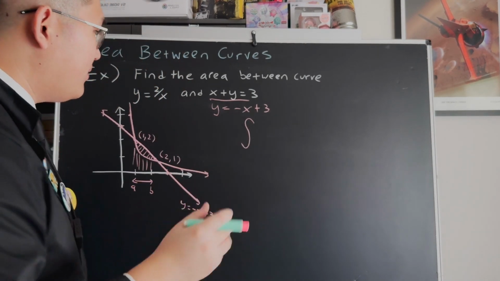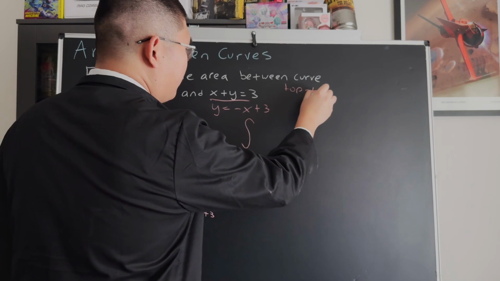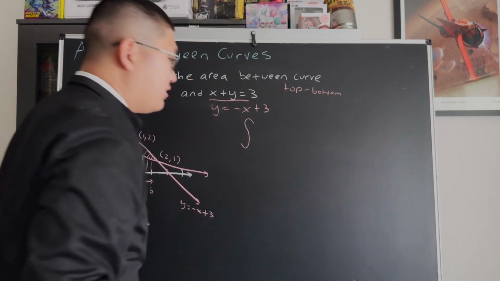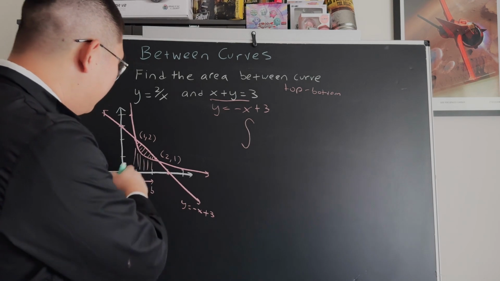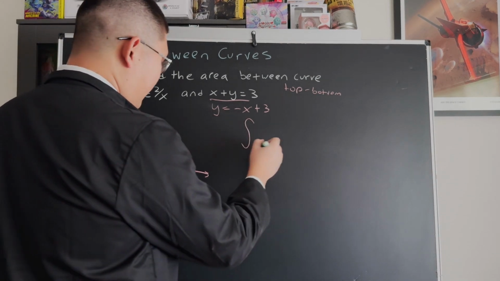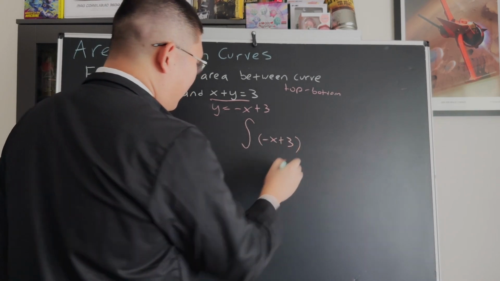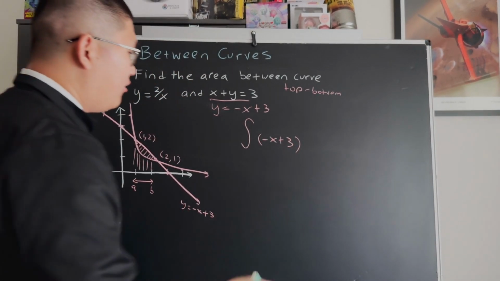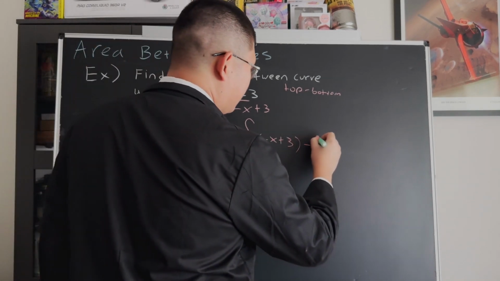For this type of problem, remember, it will always be top minus bottom. So with that, our top function is the linear function, y equals negative x plus 3. This is going to be our first function, but now that will be subtracted by our second function, which is the 2 over x.